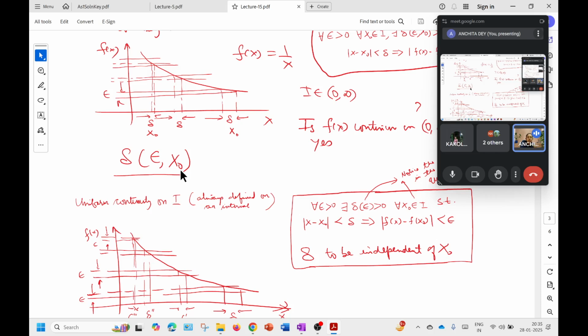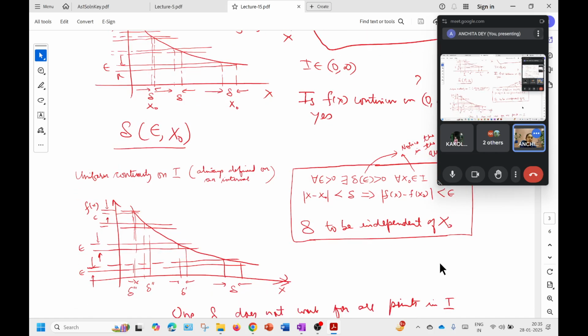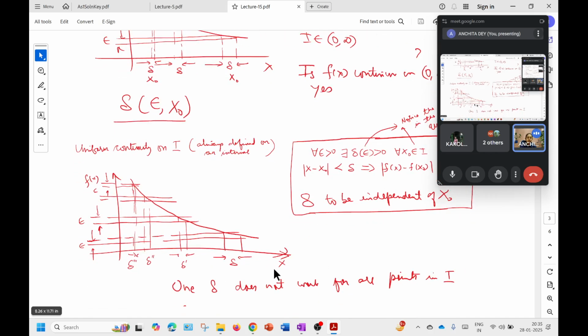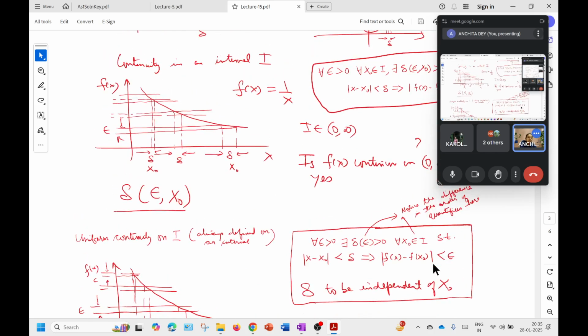So when we talk about uniform continuity, we would want this delta to be independent of x naught. At what point I'm checking the continuity, I'm not interested in that, and it should be irrespective of this very x naught value.